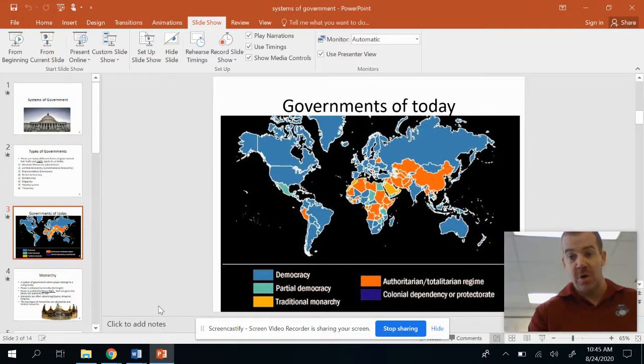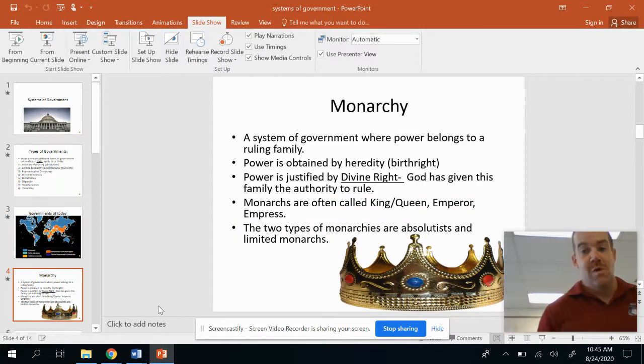What is important, and we're going to study it later in the course, is that America is one of the first countries in the world to have a democracy. Not only that, our country started with a democracy. A lot of these other countries didn't start that way, but they found it.